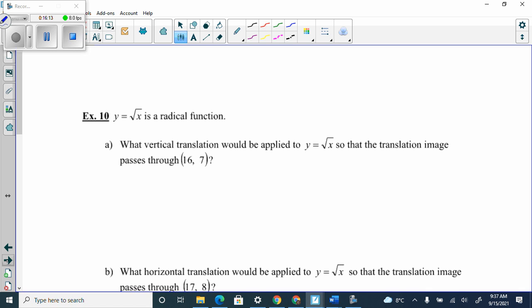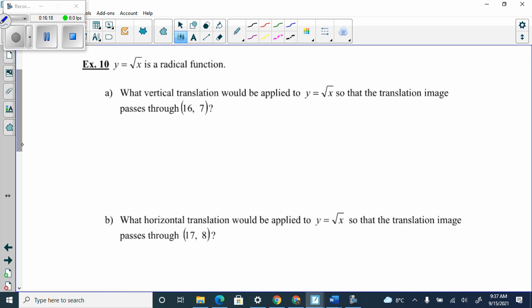Okay, this is where our brain matter needs to be used. Also bringing back a little grade 10 again. So we have y equals square root x, which is a radical function. What vertical translation, so what does that affect? My y. I'm affecting my y. I don't know how, but I am. What vertical translation would be applied to y equals square root x so that the translation image passes through this? So this is the new point.